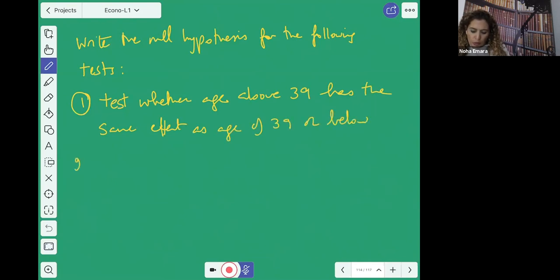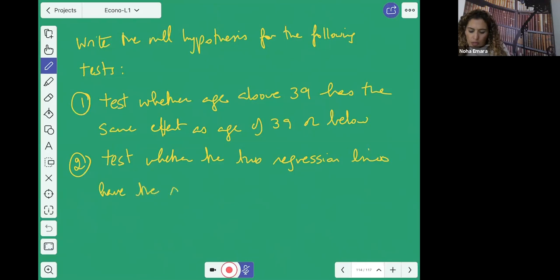I want you also to write another null hypothesis that tests whether the two regression lines have the same slope.